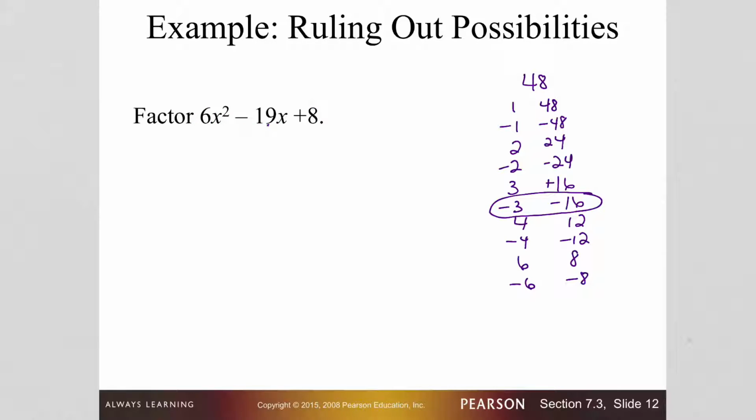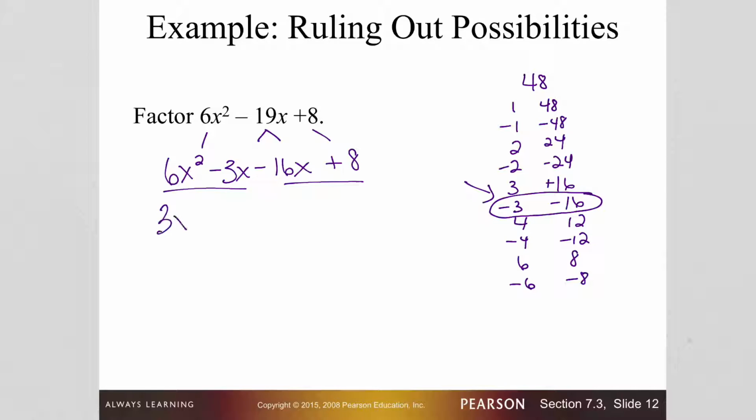So now, I'm going to do just like I did before. I'm going to rewrite my first term. The middle term gets written into these two coefficients, so negative 3x minus 16x, and then the 8 gets written like that. Underline the first two, underline the last two.